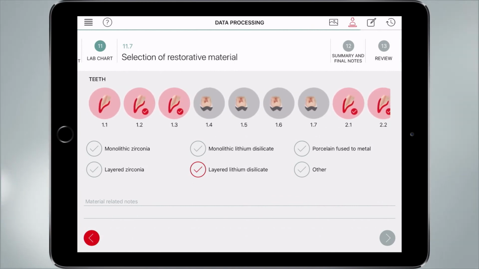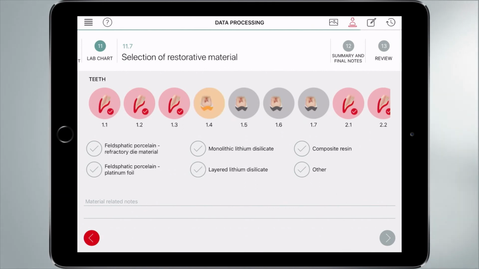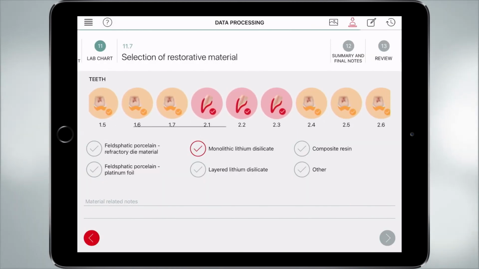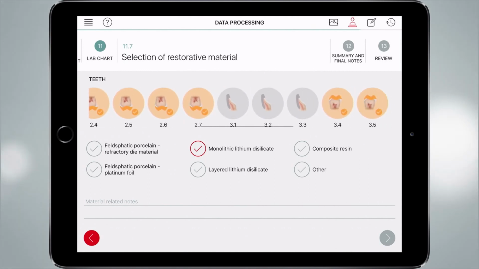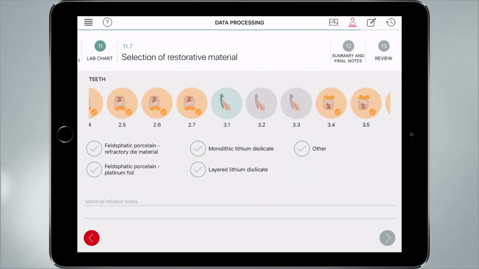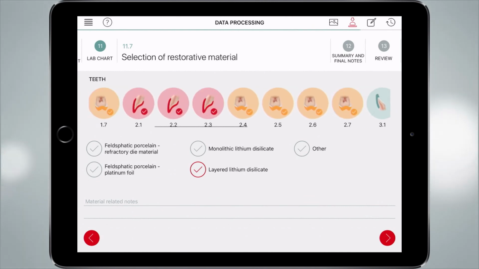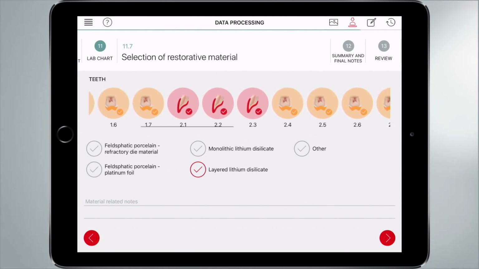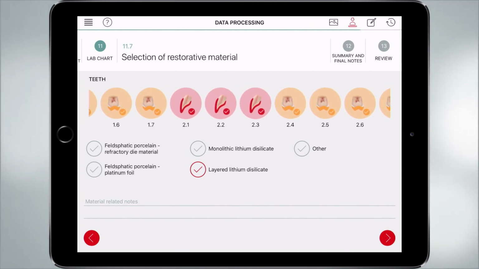Then you go to the other posterior upper elements. And they say the same thing. Now I want the monolithic lithium disilicate. I don't want to have the layered. I want to avoid chipping, so I put this. And the same question. Of course, I want to have the same material and all the same restoration, all the upper, done. Now we have the lowers. At the lowers, maybe I want, again, the layered lithium disilicate, and again, yes. So now all teeth are selected. So now we have selected all the restorative material for our case.